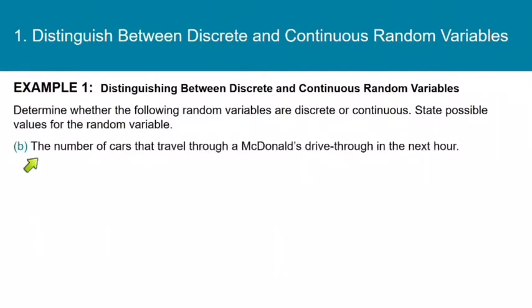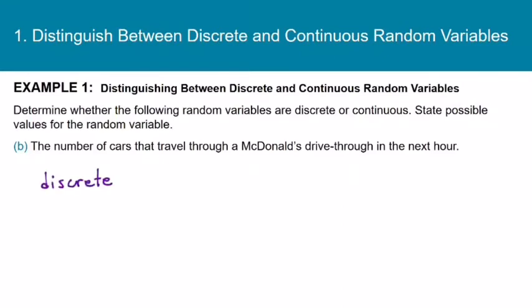Now for part B, the number of cars that travel through a McDonald's drive-thru in the next hour. Well, we don't know how many cars, but we do know it would have to be a whole number. So it's possible that 0 cars could drive through. Not likely, but possible. It's possible that only 1 car could drive through. And we really don't have any way to tell the maximum number of cars that could drive through, but we can tell that this is not a continuous variable because we know it's not possible for a fractional number of cars to drive through.